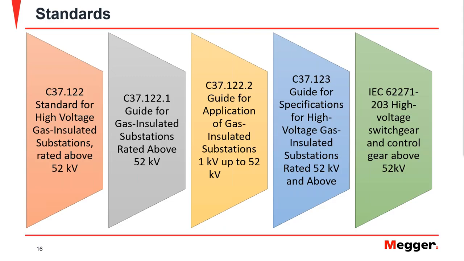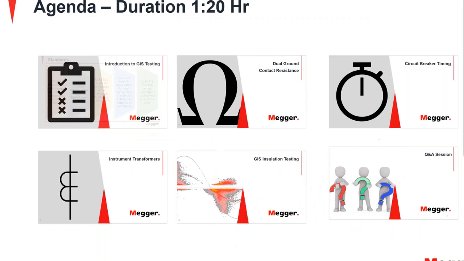There are standards in the IEEE family. The C37.122 family is the document that contains most of the GIS standards. And in the IEC world, 62271 is the family that talks about switchgear, and some specific documents, like the 203, is the one that talks about the GIS, or in general switchgear above 52 kV, and they talk about the GIS there. So just some reference there if you want to look more into GIS.